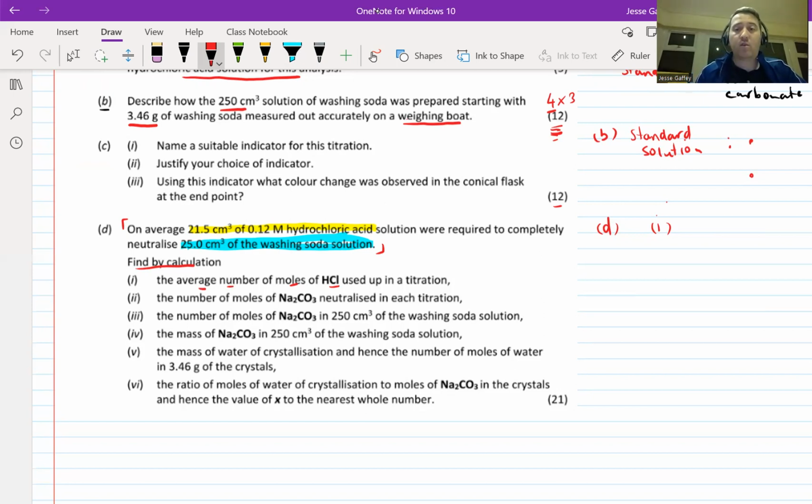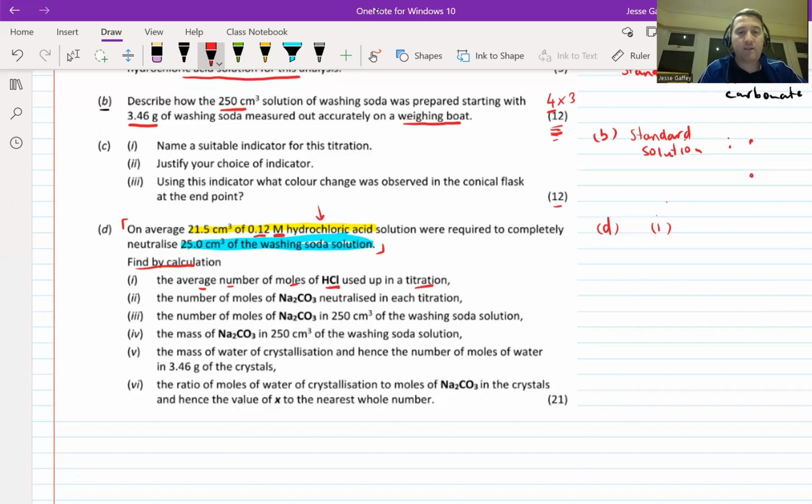All right, so what do we do if we're not quite sure? Again, only if you're really having no clue, then I can help you, but you need to lose the crutch. I keep saying it. You have to try and take over yourself. But we want to find the average moles of HCl used in a titration. Well, the concentration is 0.12 molar HCl.